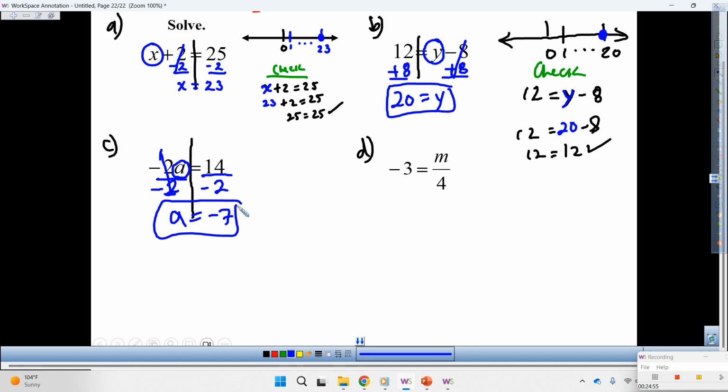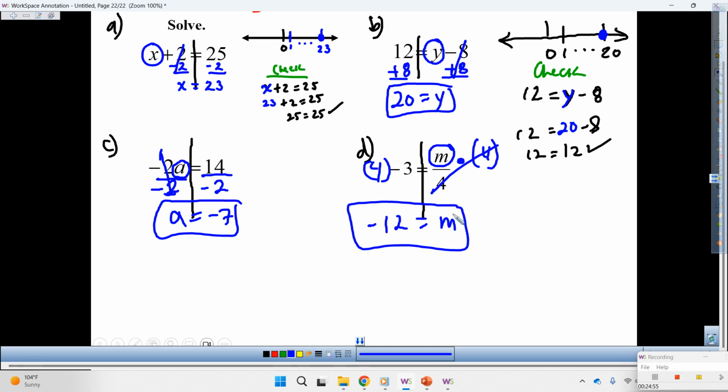For the sake of time, don't plot it. Don't check it. Let's go to letter D. Negative 3 equals m divided by 4. Line down the equal sign. Can we simplify either side? No. Circle your variable. What is the 4 doing to m? What operation? Division. What is the opposite of division? Multiplication. So we multiply times 4 both sides. We're left with m. 4 times negative 3 is negative 12, and so on and so forth.